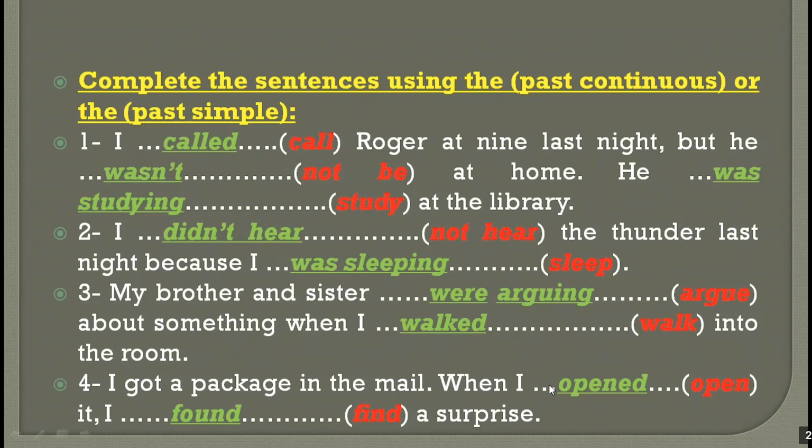Okay, I think you might be confused when it comes to this one. I think you might make a mistake. You don't need to use the past continuous in any of these tenses because I opened the package and then I found a surprise. The actions do not overlap. The actions do not interrupt each other. First, I opened and I finished opening, and then I found a surprise after I opened the package. So past simple and past simple.